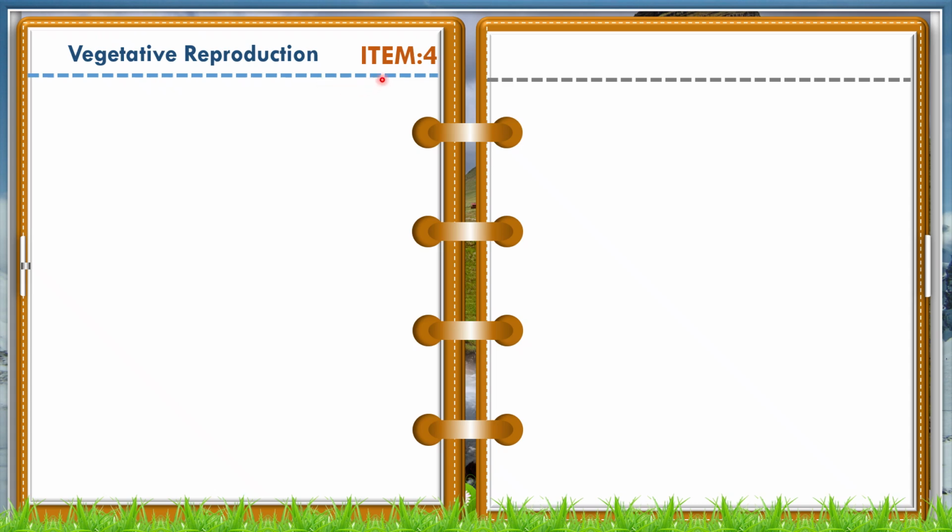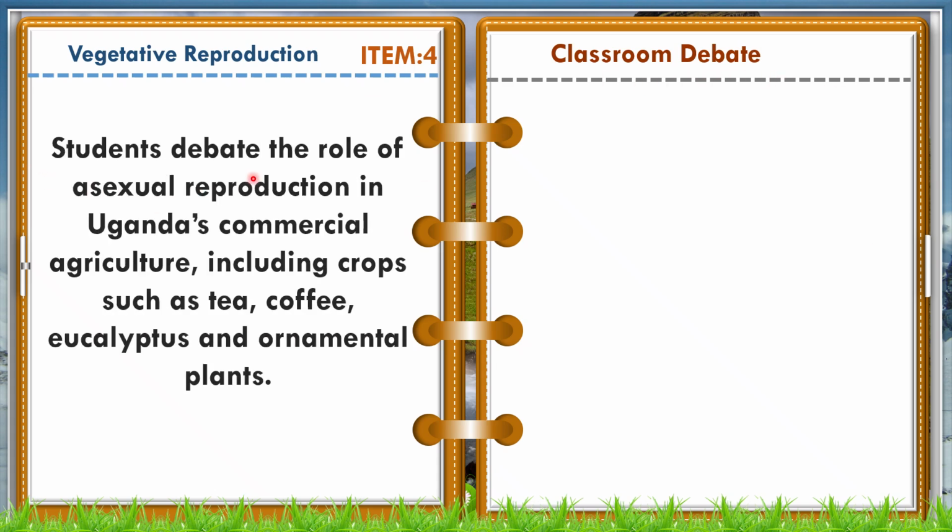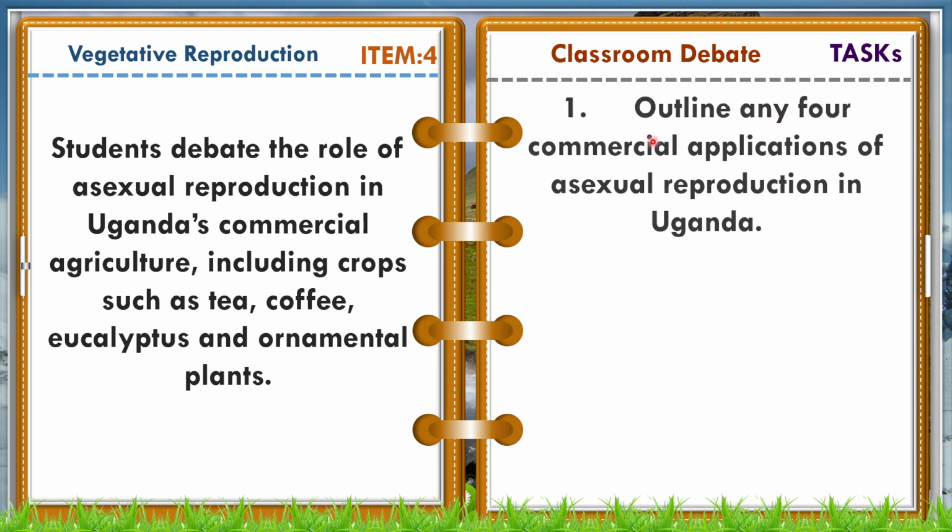Vegetative reproduction, item 4. Let's have a class debate. Students debate the role of asexual reproduction in Uganda's commercial agriculture, including crops such as tea, coffee, eucalyptus, and ornamental plants. Tasks: outline any 4 commercial applications of asexual reproduction in Uganda.